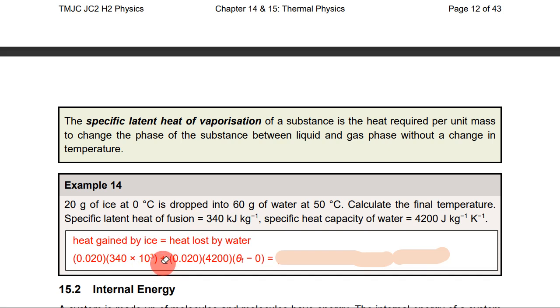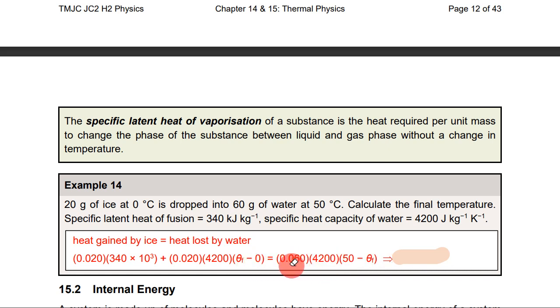Then, after the ice has fully melted, it becomes water at 0 degrees Celsius. Then it continues to receive heat, and here the temperature rises, and we use the formula mc delta theta. This is the mass of the melted ice, which is 20 grams, 0.020 kg. This is the small c, the specific heat capacity of the melted water, 4200 joules per kg per Kelvin, times the change in temperature. If the final temperature is theta F, the change in temperature will be theta F minus 0.